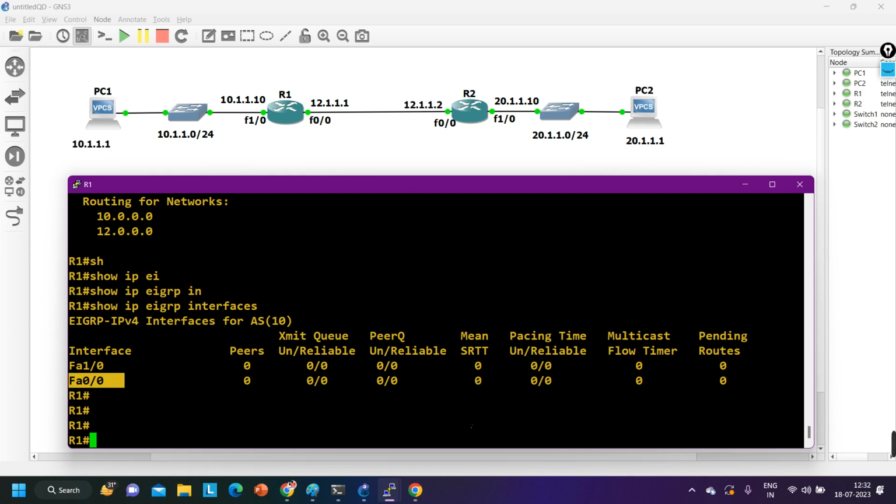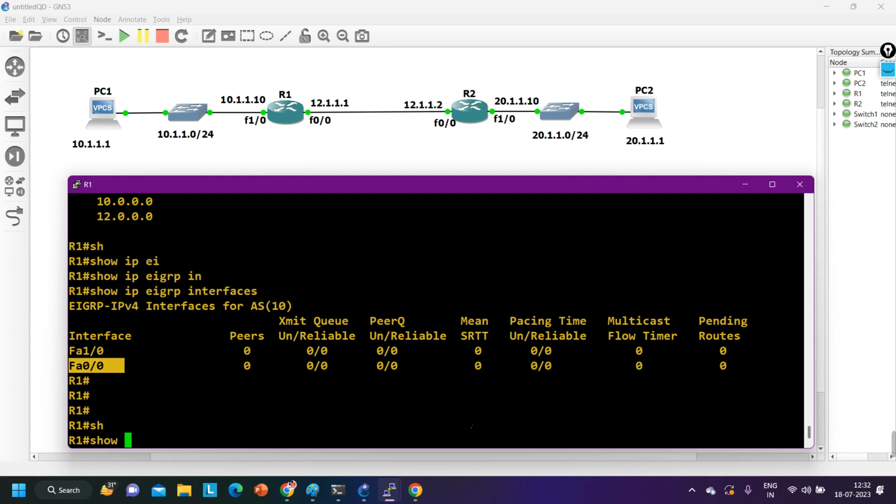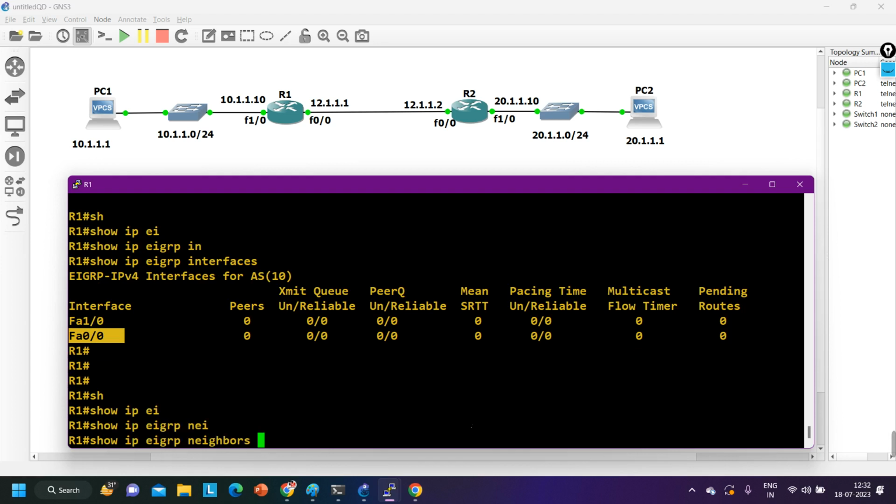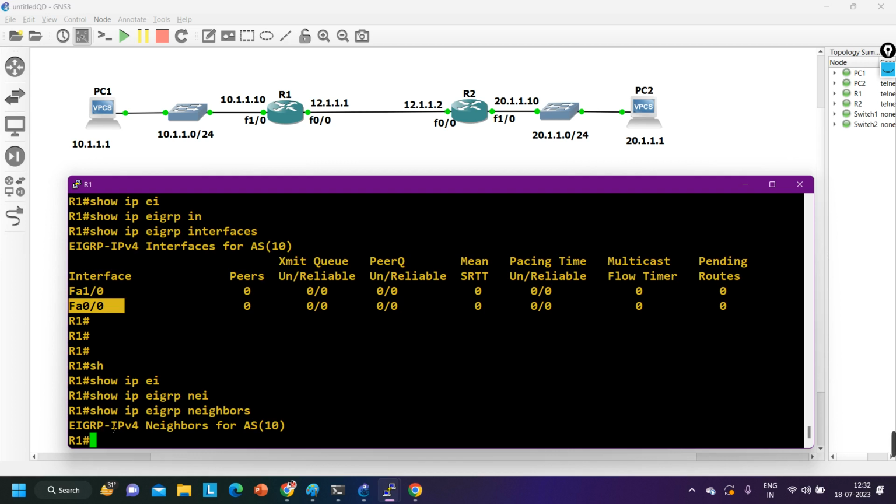And as I told you, EIGRP maintains three types of tables. So show ip eigrp neighbor is the command to check the neighbor table. In the neighbor table you can see we don't have any information now, because router 1 doesn't have any EIGRP neighbor. Yes or no? Yes. Then the topology table.